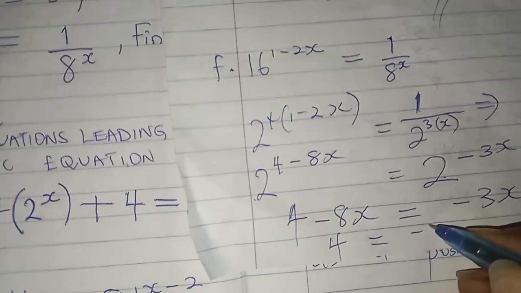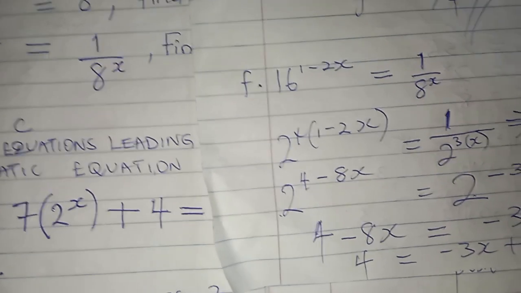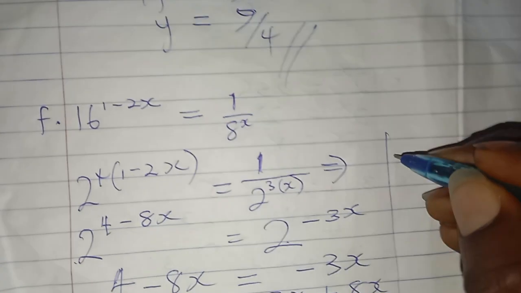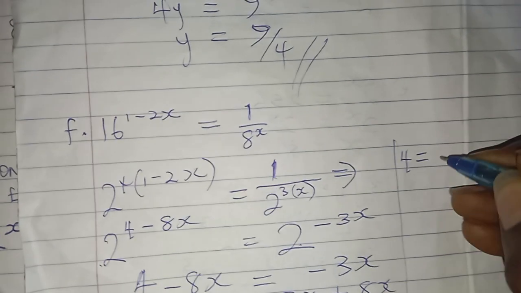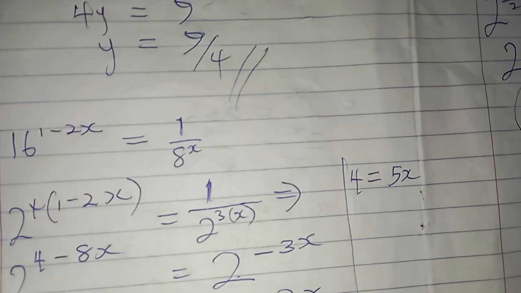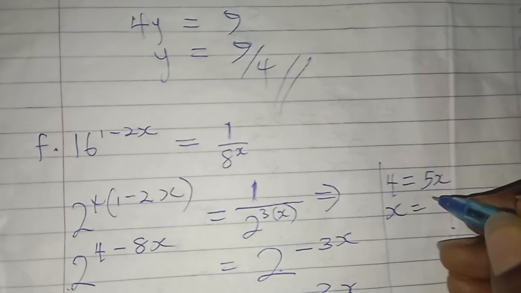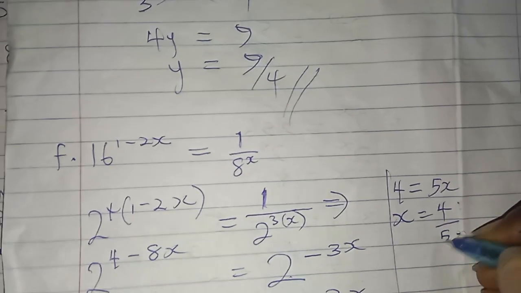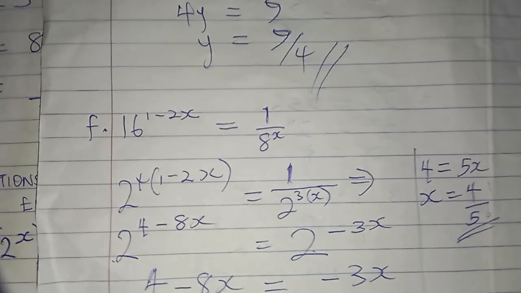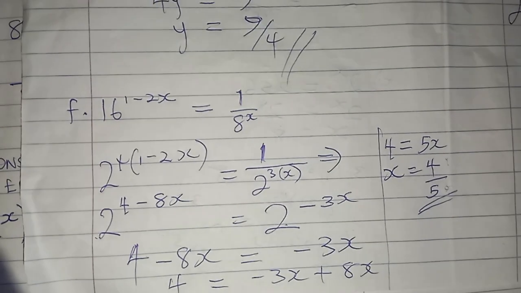is equals to minus 3x plus 8x. So this is the same thing as saying that 4 is equals to 5x. So 4 is equals to 5x. So that x will now be equals to 4 divided by 5. And that is my answer. Divide by the coefficient of x. So x is equals to 4 over 5.